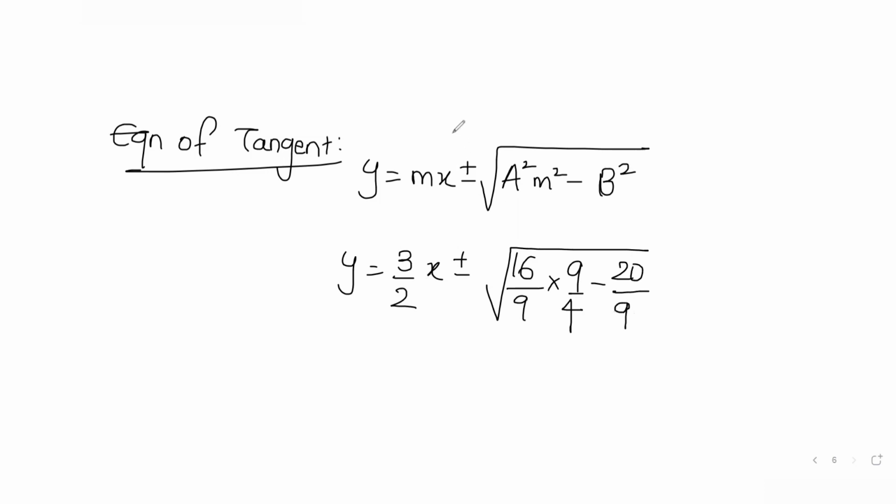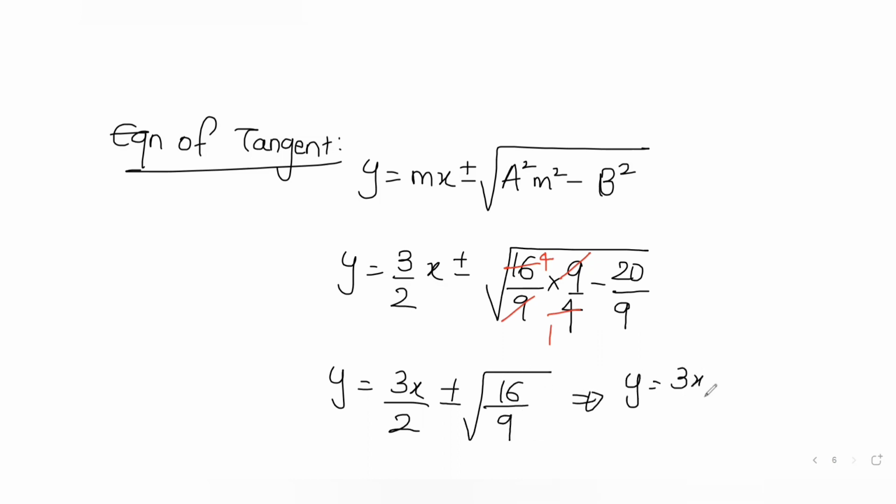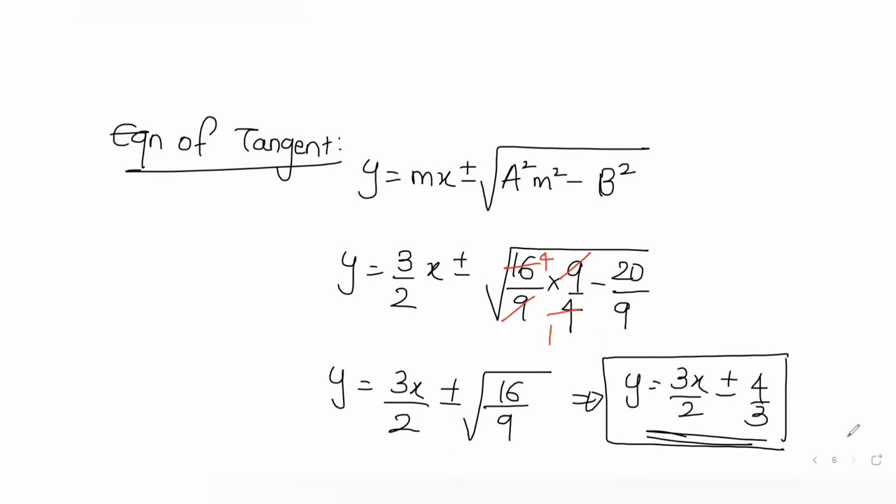So if I just cancel the terms, 9 and 9 gets cancelled, 4 ones are 4, fours are... So from this expression you get y turning out to become 3x by 2 plus minus root of 4 minus 20 by 9. So 4 minus 20 by 9, if I figure out, it is 36 minus 20, so 16 by 9. That gives you 4 by 3. So you get y as 3x by 2 plus minus 4 by 3. So you get the equation of the tangent to the hyperbola, and that is y equal to 3x by 2 plus minus 4 by 3.